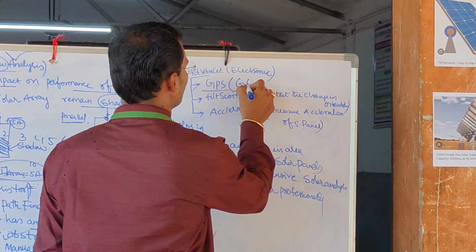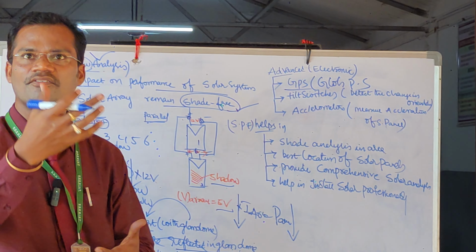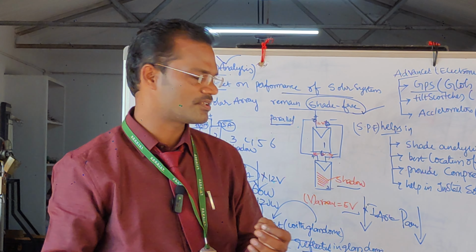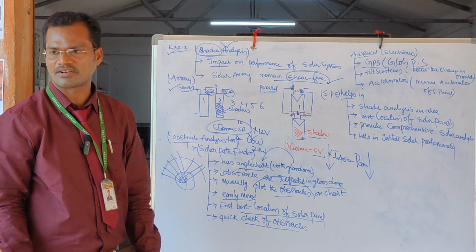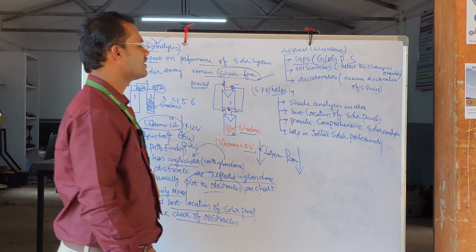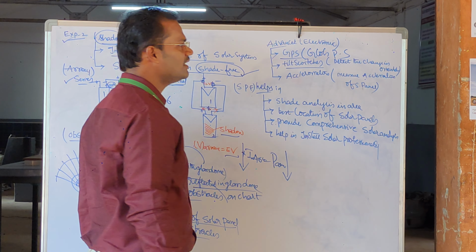What is GPS? Global positioning system. This will have the complete data of our location, and if you download this solar path finder app, it will show you the obstacles available also. Next, the latest solar path finders have tilt switches.